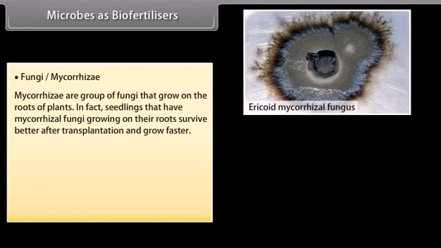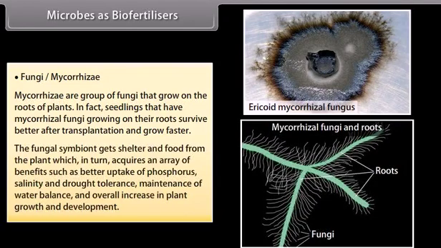Mycorrhizae are a group of fungi that grow on the roots of plants. In fact, seedlings that have mycorrhizal fungi growing on their roots survive better after transplantation and grow faster. The fungal symbiont gets shelter and food from the plant, which in turn acquires an array of benefits such as better uptake of phosphorus, salinity and drought tolerance, maintenance of water balance, and overall increase in plant growth and development.